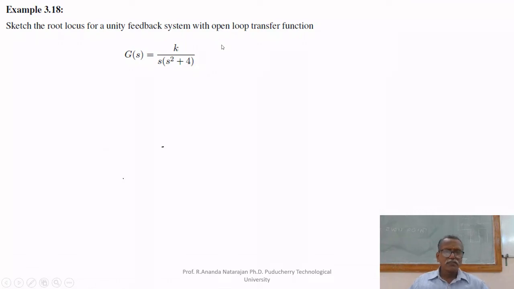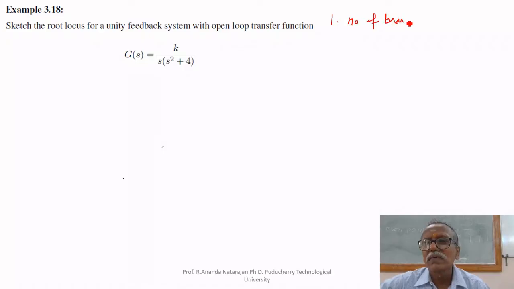Already we have seen 5 rules. Rule number 1 says the number of root locus branches equal to number of open loop poles. That is, number of branches equal to P, number of poles, and it is symmetrical about real axis. This is the first rule.